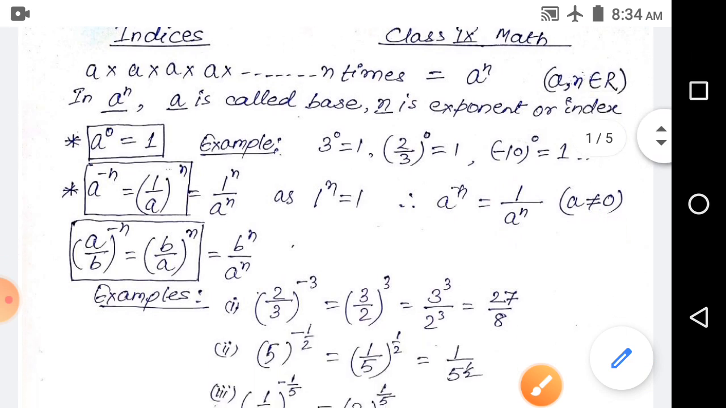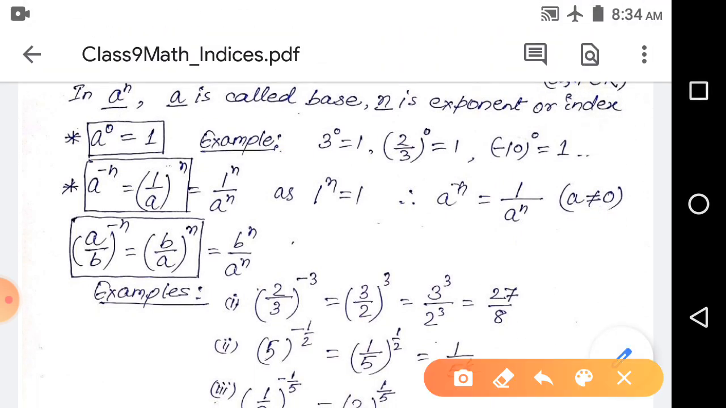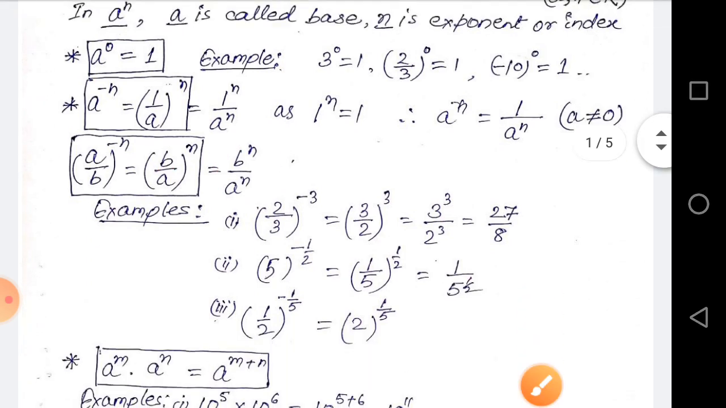Now see, if we have (a by b) whole to the power of a negative integer minus n, then again we will take this a by b as its reciprocal, that is b by a with the exponent plus n. Then it can be written as b to the power n by a to the power n. See, we have some examples related to this formula.